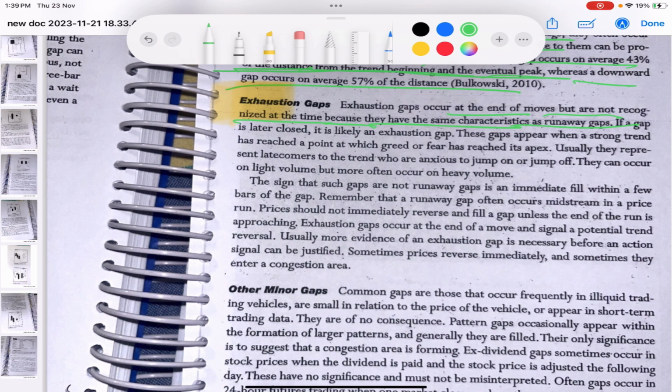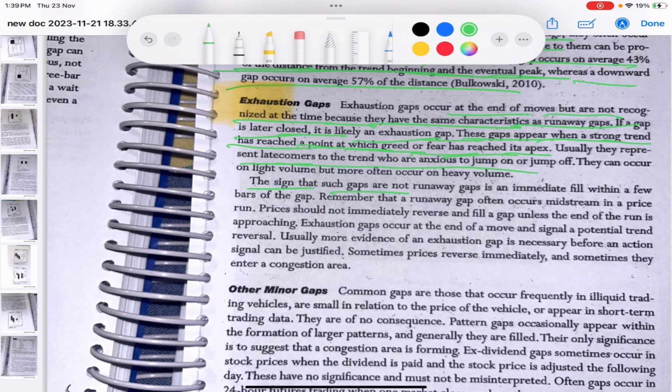So we can't really understand if it is an exhaustion gap until the day closes. Okay, so if the gap is later closed, it is likely an exhaustion gap. These gaps appear when a strong trend has reached a point at which greed or fear has reached its apex. So you need to keep in mind that greed and fear are done now. Okay, and they basically are sent so that the late people immediately exit from the position. They like to square off the retailers, to be very honest.